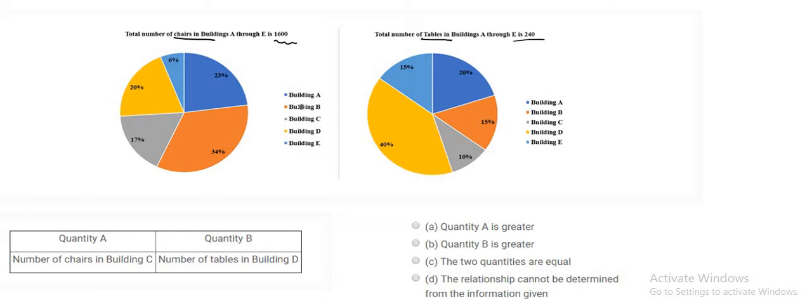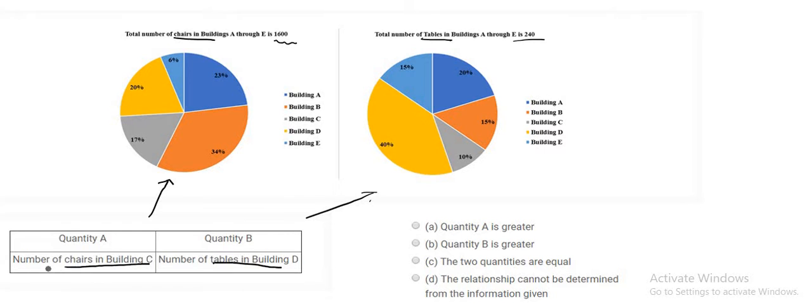Other than that, each color code represents different types of buildings. So now let us look into the question. It's a comparison question in which quantity A, we have the number of chairs in building C, which means that we have to look into the left pie diagram, and in quantity B we have the number of tables in building D. So for this we have to look into the right side diagram, and then we have to compare which quantity is bigger, or if they're equal, or if there is even enough information to calculate this.